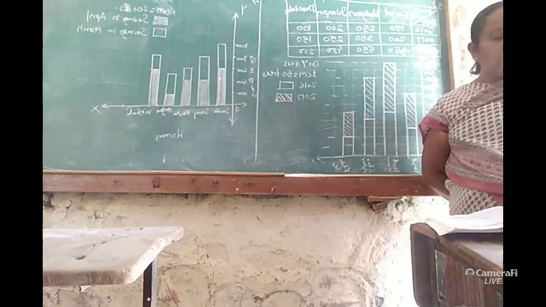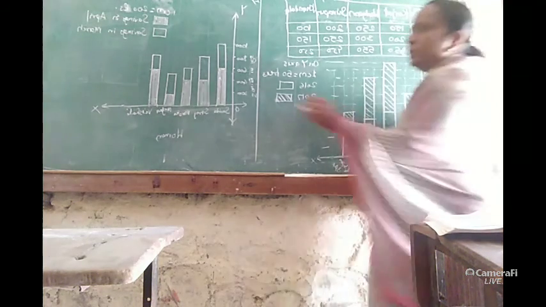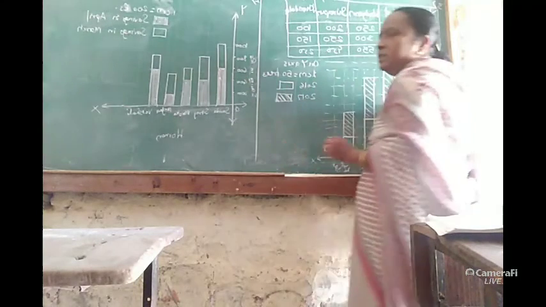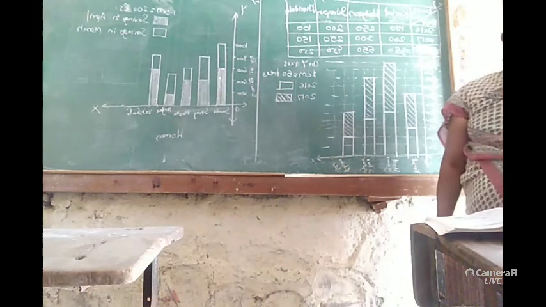The first question is: state the type of graph. You can see here, this is the graph. You can see the subdivided portion here. So it is a subdivided bar graph.